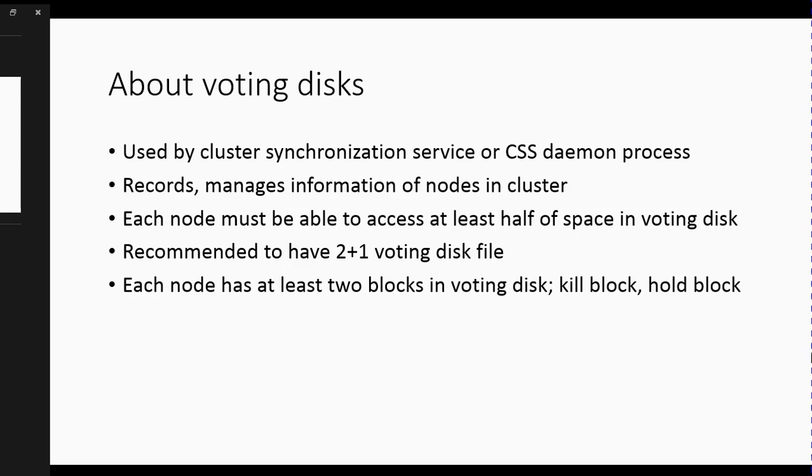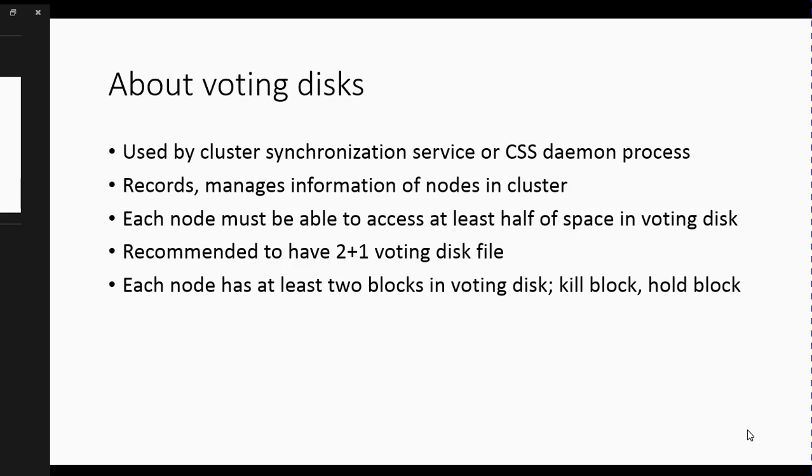And the last thing is each node has at least 2 blocks in the voting disk. I've already mentioned this to you guys. So basically, you have the kill block and you have the whole block. The whole block is where the node is going to leave some traces of its data, and then the kill block is sort of a self-eviction mechanism, right? So if the node goes in there and tries to go into the kill block and finds that that space has been filled, that tells the node it's under the assumption that you are not available anymore, and that's why we're taking up all the space.